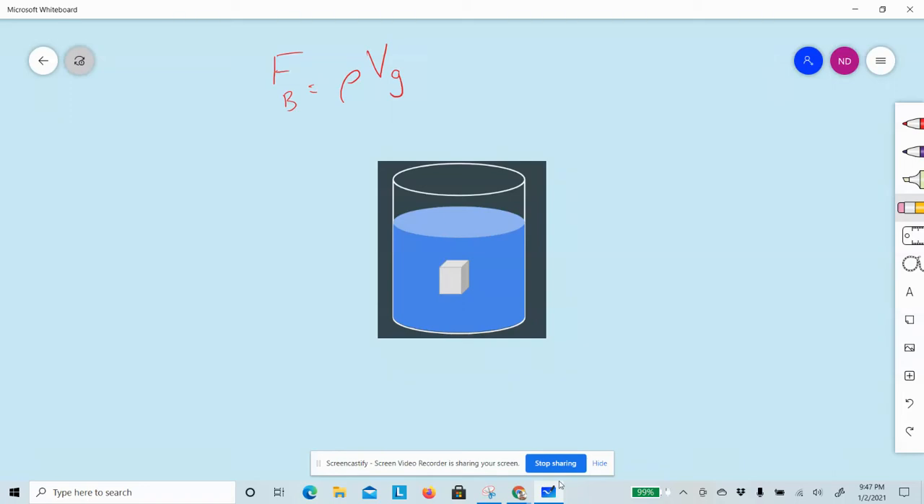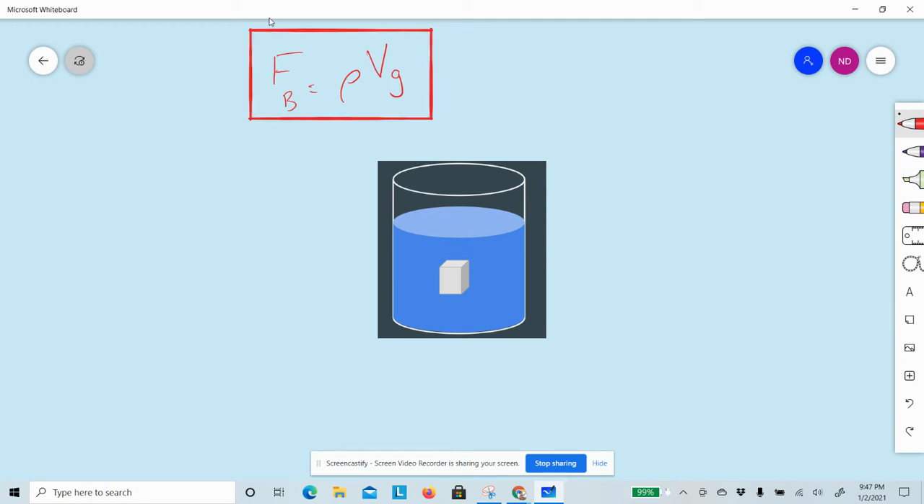All right, here we're going to derive the buoyancy equation: rho of the fluid, times the volume of the fluid displaced, times the acceleration due to gravity, or the gravitational field strength. Here, buoyancy force. We want to derive this equation.